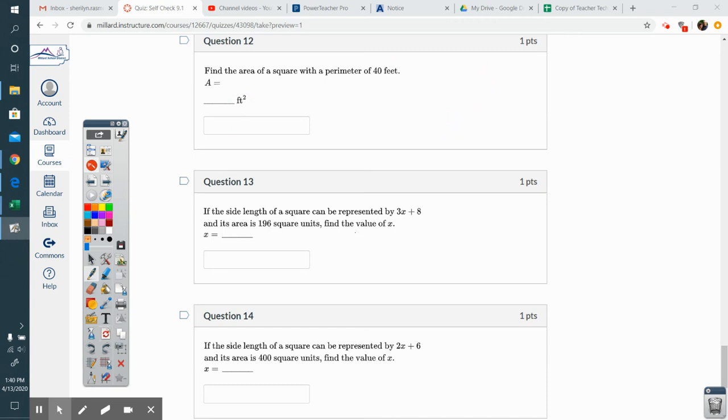If the side length of the square can be represented by 3x plus 8 and its area is 196, find the value of x. So a square is length times width, and if it's a square, it's the same thing. So 3x plus 8 squared equals 196. Take the square root of both sides. Square root and square cancel. 3x plus 8 equals the square root of 196. So I just punch that in my calculator and it equals 14.